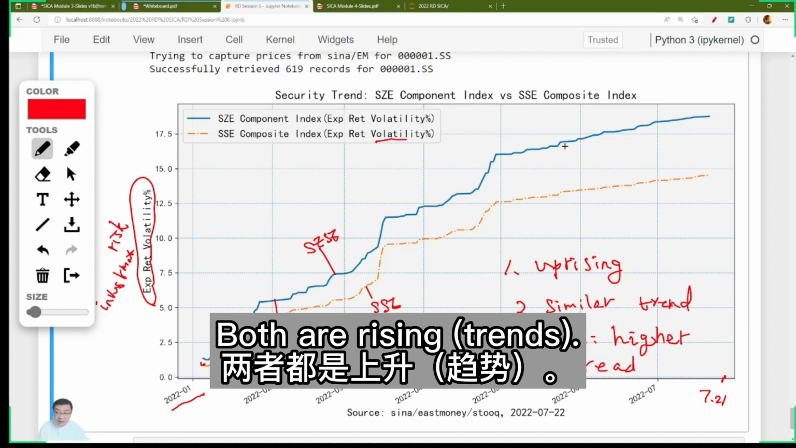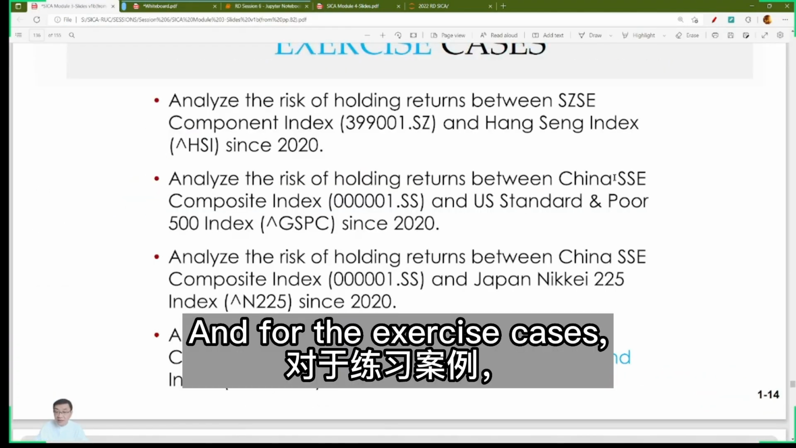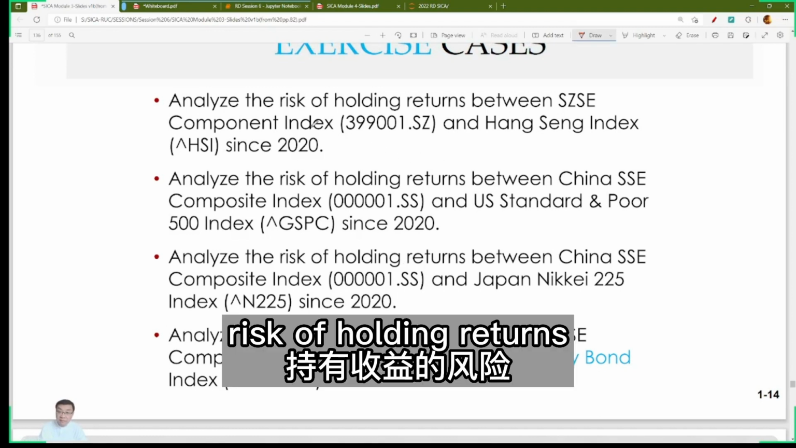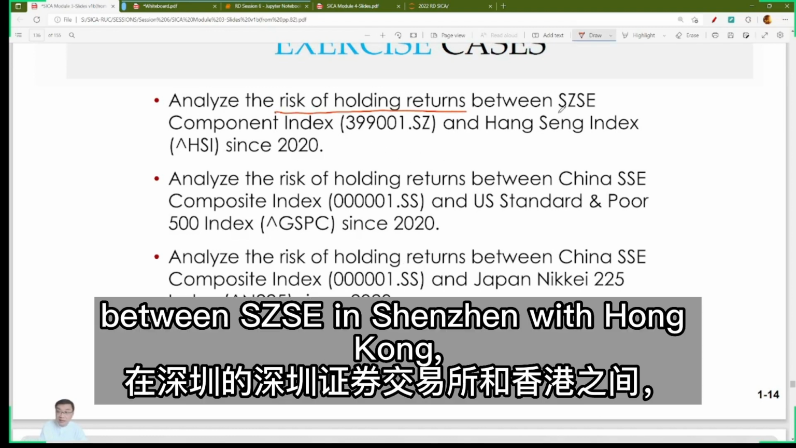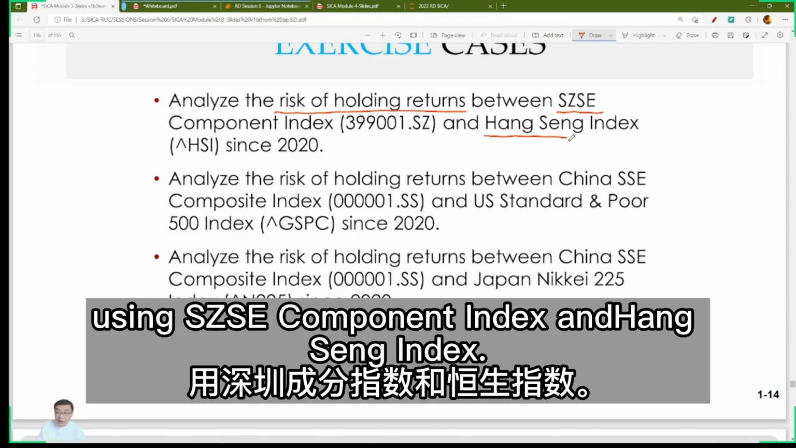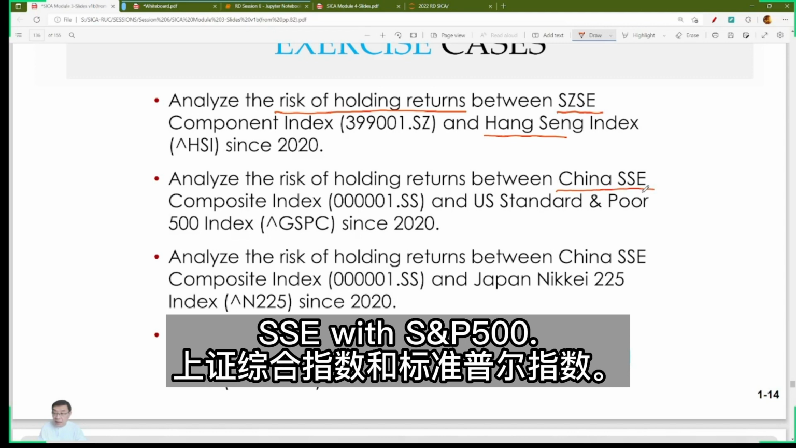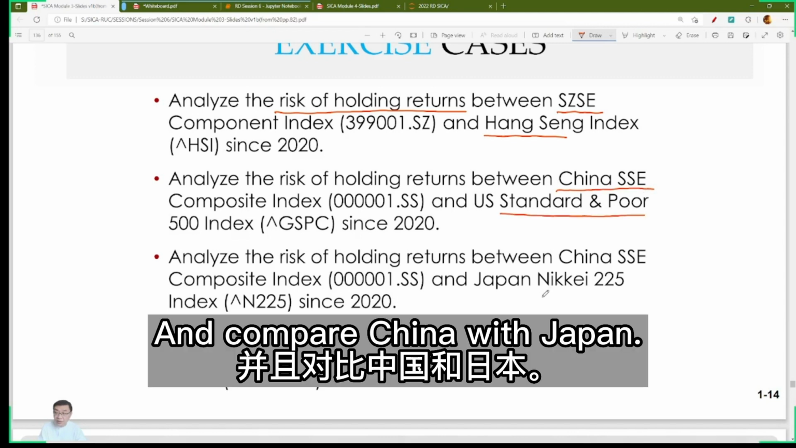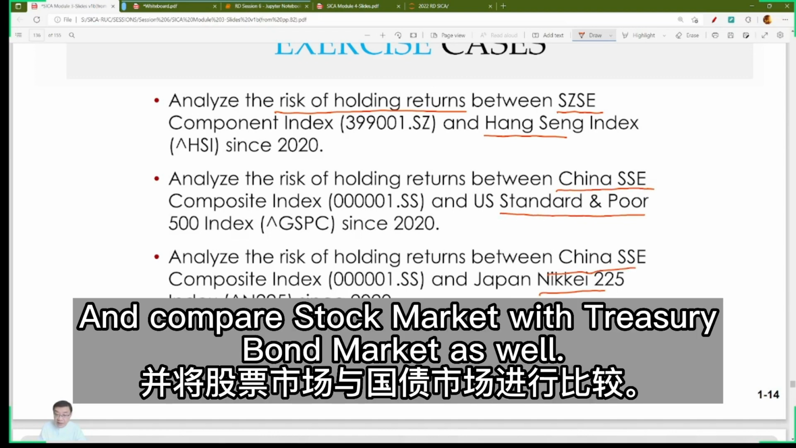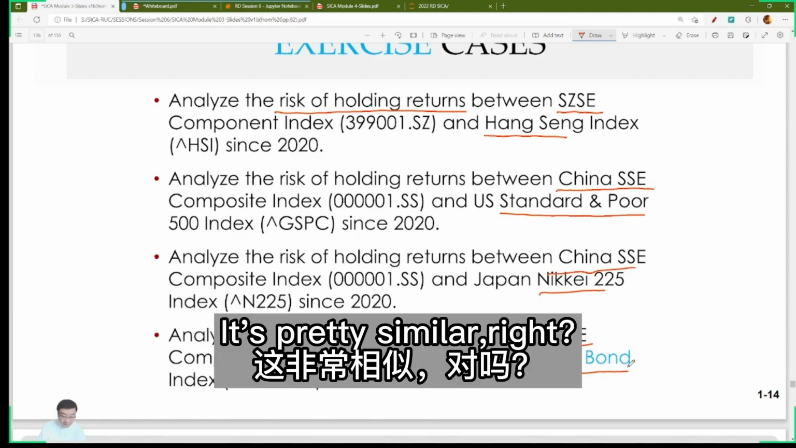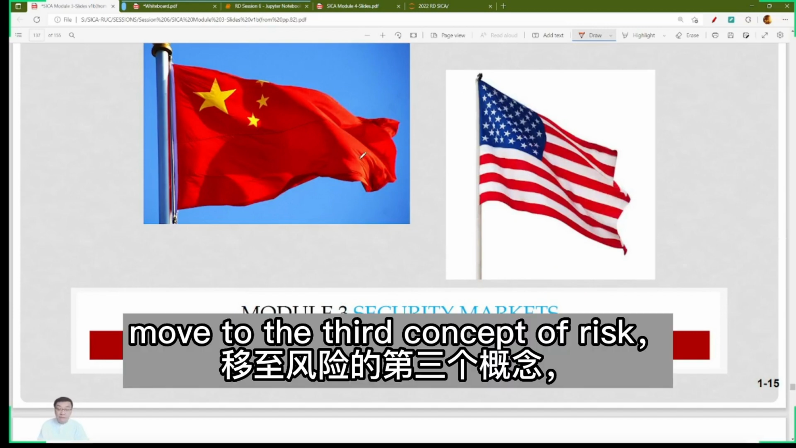Both uprising. And for the exercise cases, we can compare risk of holding returns between SCSE in Shenzhen with Hong Kong using SCSE component index and Hang Seng index. We can also compare SSE with Standard & Poor's 500. We can compare China with Japan. We can compare stock market with treasury bond market as well. It's pretty similar, right?